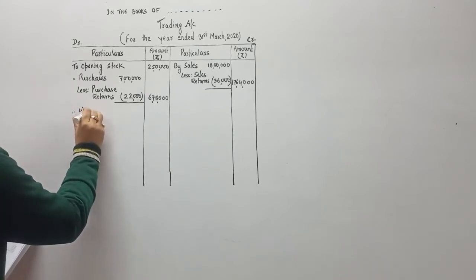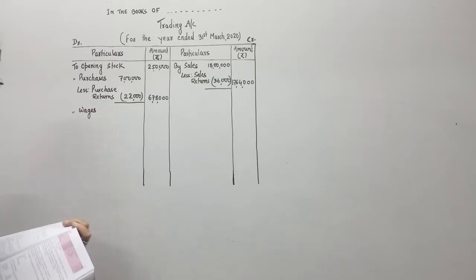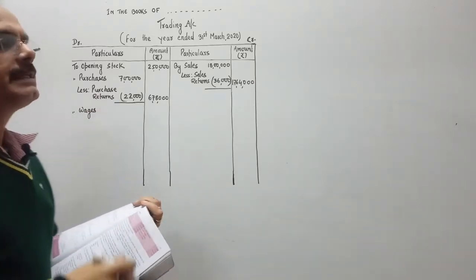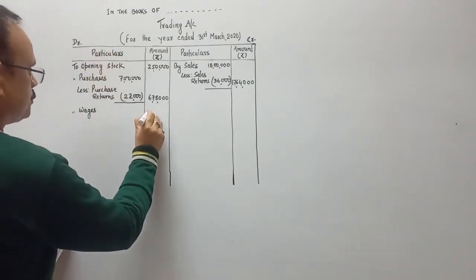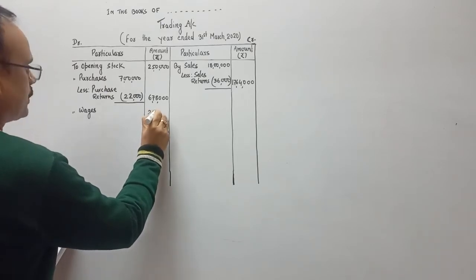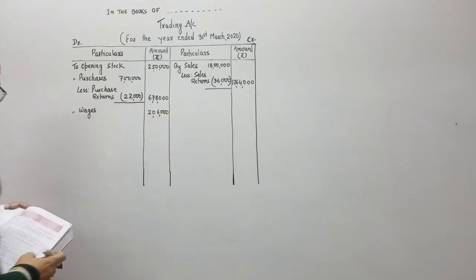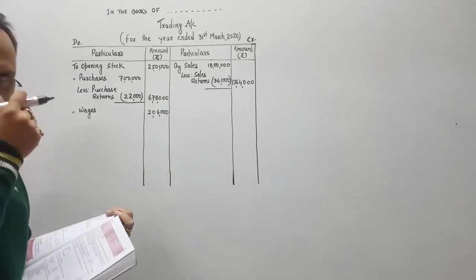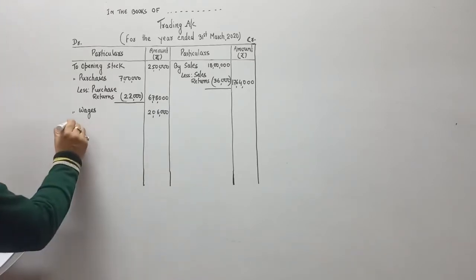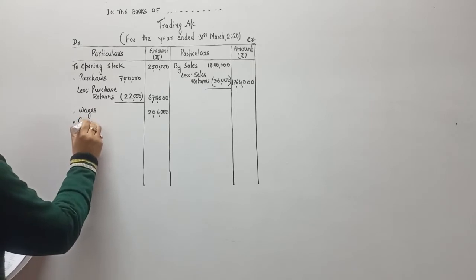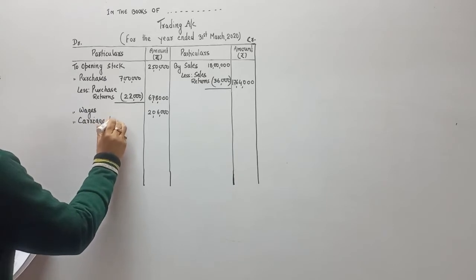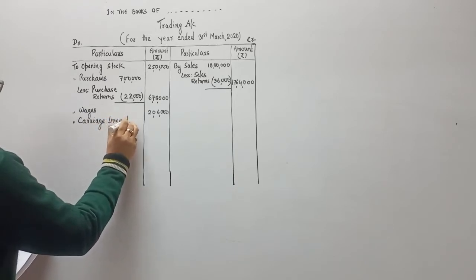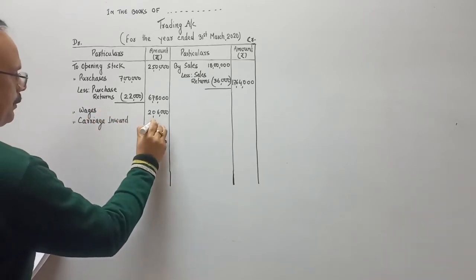Thereafter you come to the left hand side of the format, wages. Wages is a direct expense, you know it. Wages and salary, productive wages, these are direct expenses. So in trading account we write the direct expenses. Wages is 2,06,000. Carriage inward is also a direct expense. Carriage inward is 34,000.